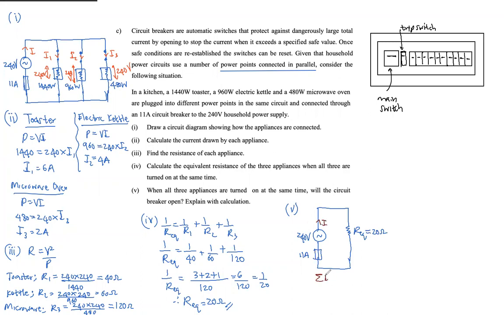sigma E equals sigma IR. They have not given an internal resistance for the circuit breaker. 240 equals I into 20, so current is 12 ampere, greater than 11 ampere. So the circuit breaker will open. Circuit breaker will be opened.